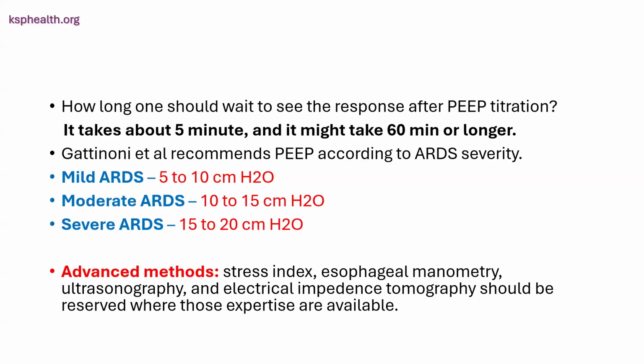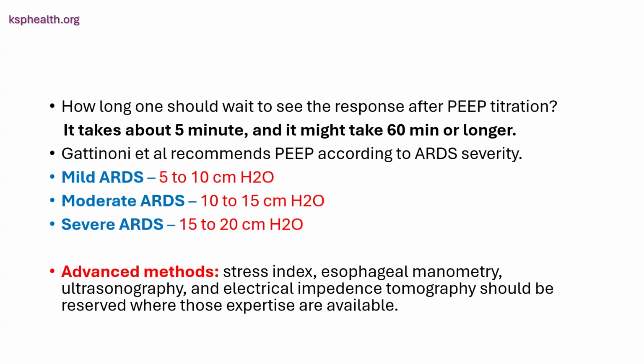How long should one wait once you titrate the PEEP up? It takes at least 5 minutes, sometimes it may take up to 60 minutes or longer. So you have to wait after you move up on the PEEP. Gattinoni came up with a recommendation for PEEP according to the ARDS severity. In mild ARDS, that means the PF ratio between 200 to 300, start with 5 to 10. Moderate ARDS, the PF ratio is less than 200, like 100 to 200, 10 to 15. Severe ARDS, the PF ratio is less than 100, start with 15 to 20.